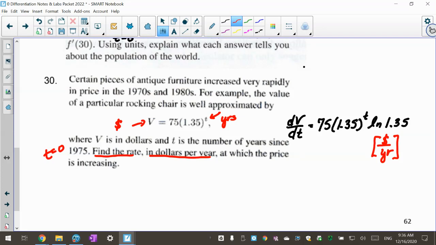Sometimes you'll see people multiply these two together to come up with something, or they'll put the ln 1.35 in front. So sometimes you'll see it written like this, where you'll see 75 natural log of 1.35, they put them all in front, times 1.35 to the T. That's fine as well. That's a short one.